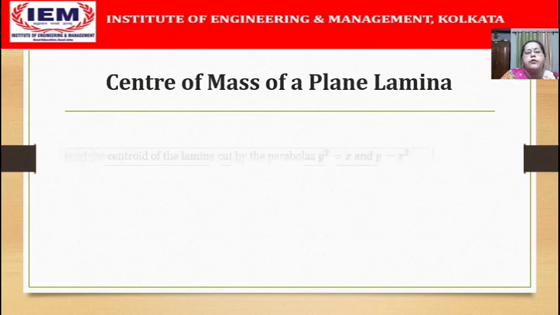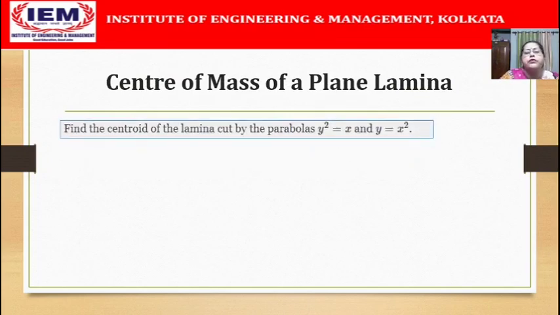Let's see now our first problem. Find the centroid of the lamina cut by the parabolas y squared equals x and y equals x squared.